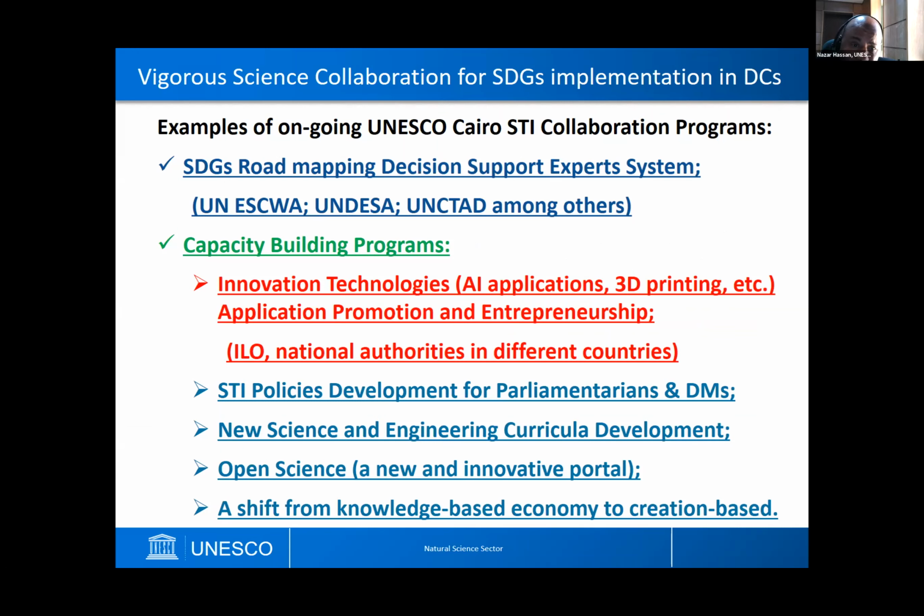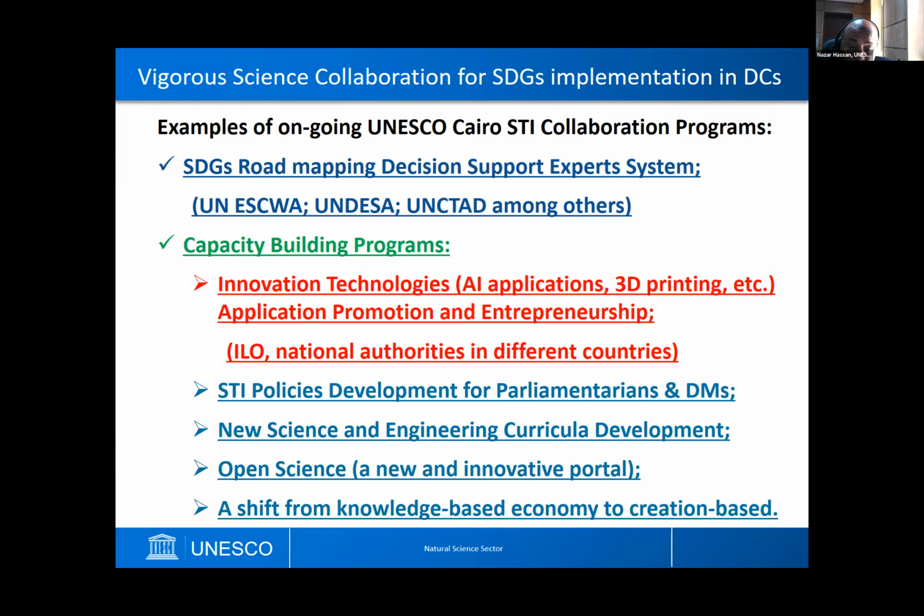I'm from the UNESCO Cairo office, and what we do for STI collaboration programs in the region includes these examples: SDGs road mapping, decision support expert system, and that is our work with UN ESCWA, UNDESA, UNCTAD, among others. We have a number of capacity building programs, innovation technologies, application promotion, and entrepreneurship. That is with ILO and the national authorities in different countries, mainly the ministries of science and technology and the ministries of higher education. We have a good program for training under STI policies development for parliamentarians and decision makers.